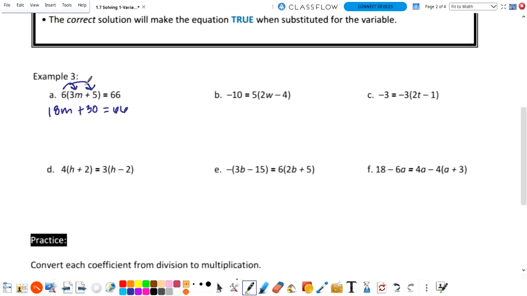So now that we have distributed this out, we have an equation that we can solve easily, right? So we're going to start by subtracting 30. Remember, we used SADMEG. So we're going to start by subtracting 30. Okay, so 66 minus 30 gives us 36. This 18 is being multiplied by the m, so we're going to divide it. And 36 divided by 18, we'll have m equals 2.